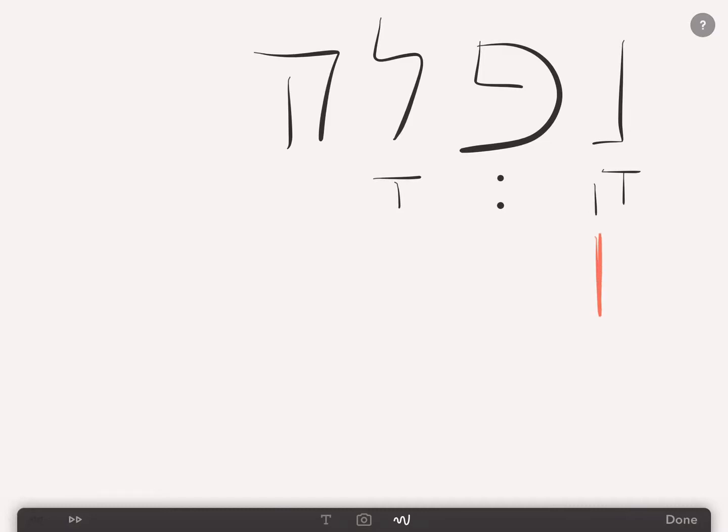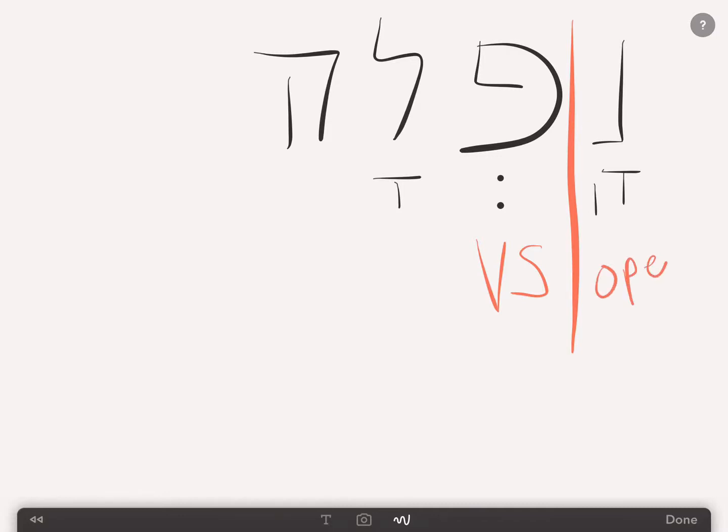But the kicker is this little guy right here. We call this a metheg. The metheg does not tell us anything about this vowel. Rather, the metheg tells us that this is a vocal schwa. If that's a vocal schwa, we're going to make our cut here. Now we can determine that this is a kametz because it is in an open, unaccented syllable. It is unaccented, but it's open, so it does not meet both criteria. Therefore, this is a kametz.